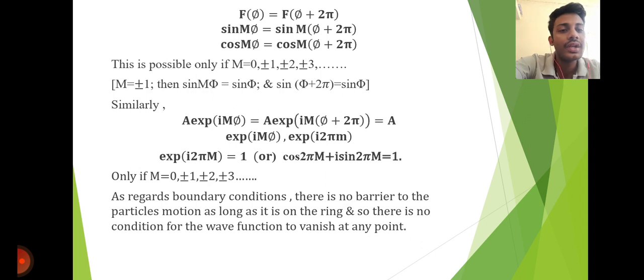As regards the boundary condition, there is no barrier to the particle's motion as long as it is on the ring. So there is no condition for the wave function to vanish at any point.